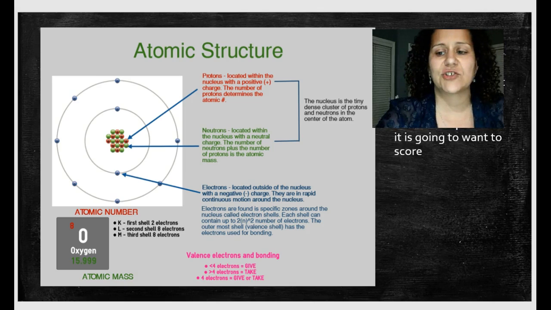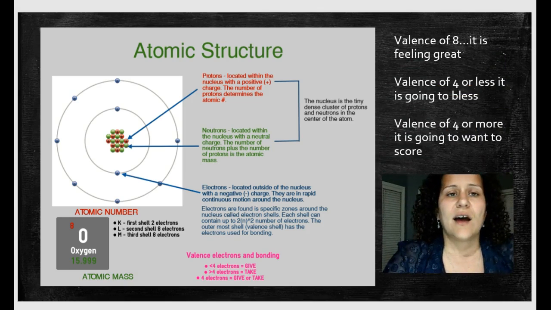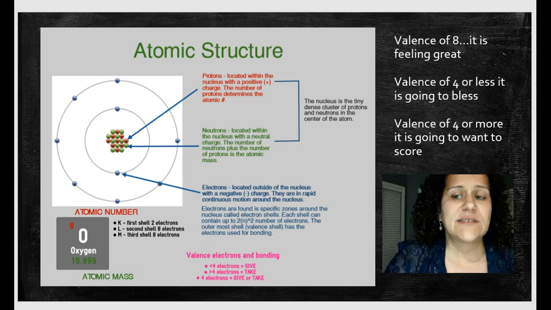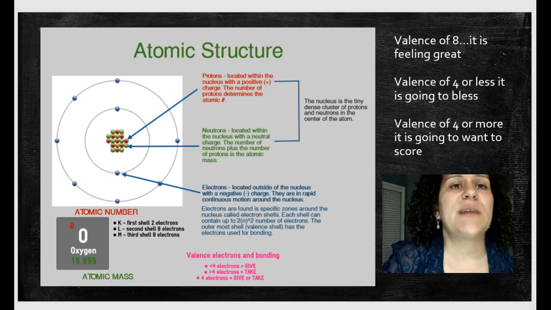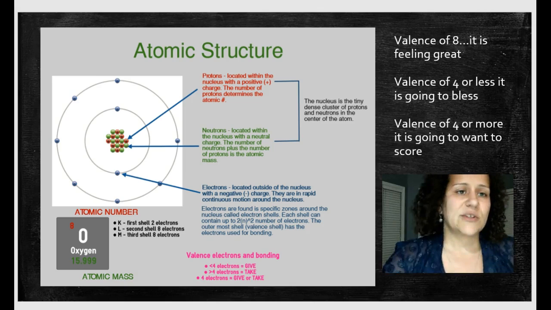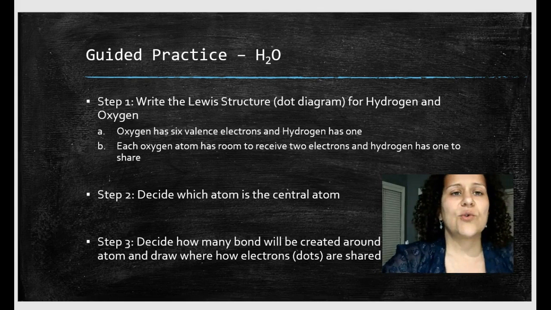All right, so atomic structure. Let's go through atomic structure just a little bit, and I'm going to move myself down here. Remember this little ditty: if you have a valence of 8, that means it's feeling great. So all atoms want to have 8 on their outer shell. If you have a valence of 4 or less, it is going to bless, which means that it's going to give up some of its electrons or share those electrons. And if you have a valence of 4 or more, it is going to want to score, which means it is going to want to take electrons.